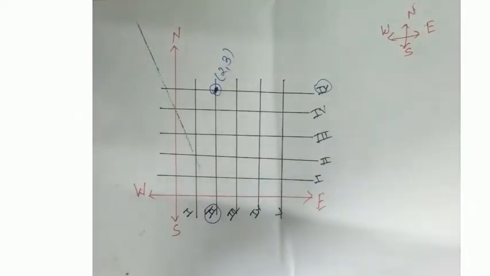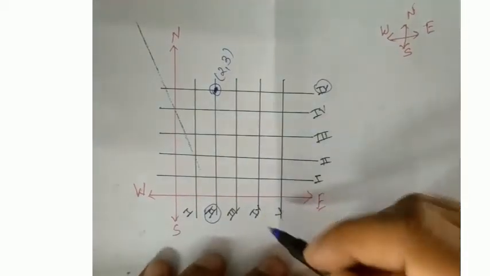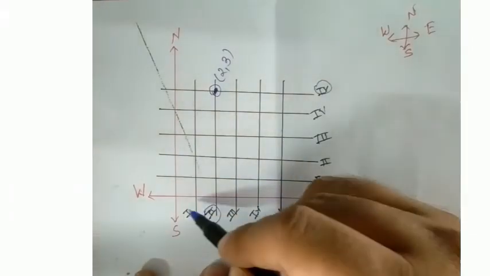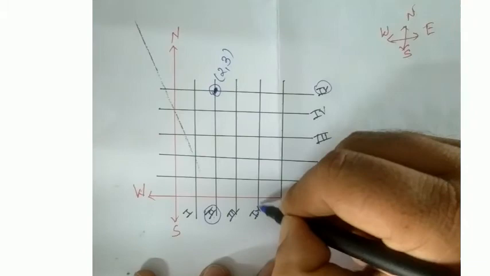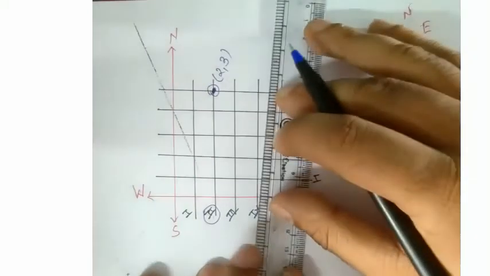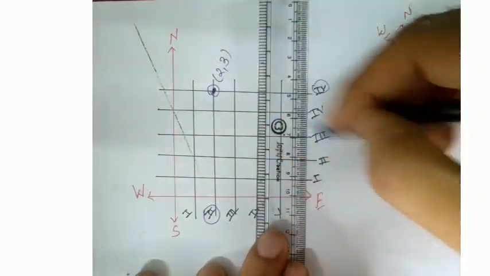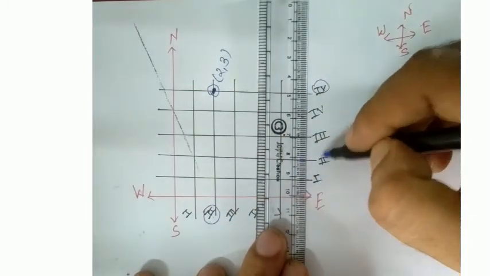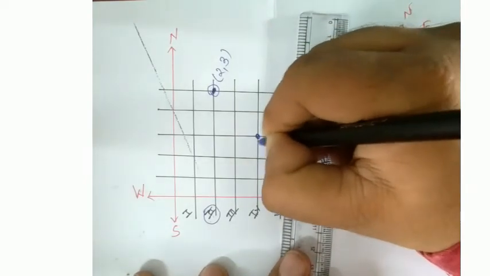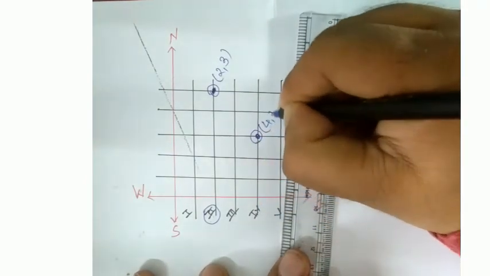So first one, 4, 3. So 4, 3 means the fourth line is this one, counting 1, 2, 3, and the third line is parallel to the west-east side, so 1, 2 and 3. So this is our 4, 3.